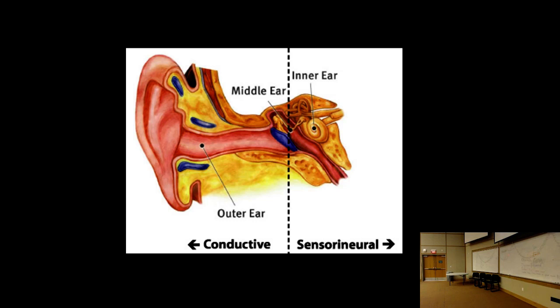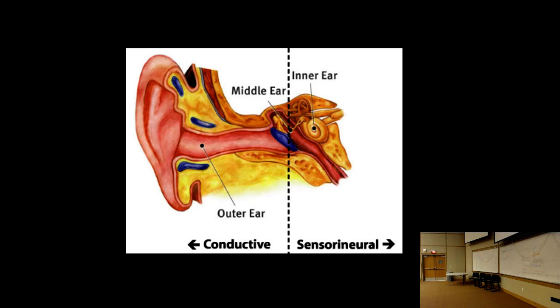Okay, and the sensory neural here is where air conduction gets converted to bone conduction. And so a lesion here of the cochlea or the eighth nerve would be called sensory neural hearing loss. For example, we talked about an acoustic schwannoma. Remember that tumor that can compress on the eighth nerve? Well, that would be an example of a sensory neural hearing loss.